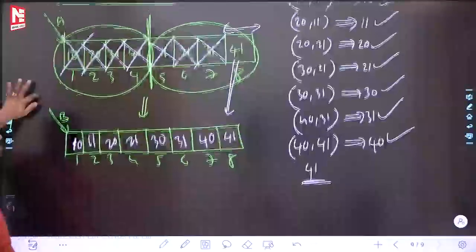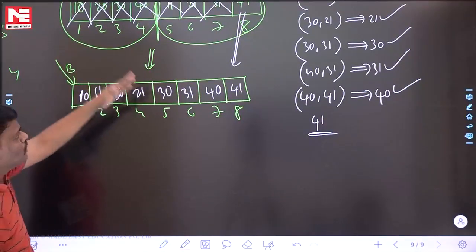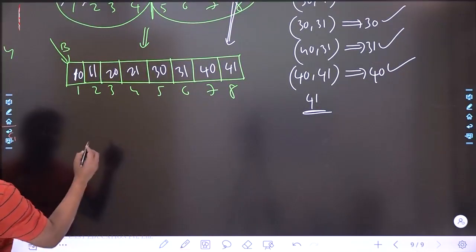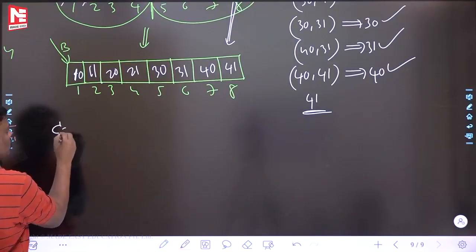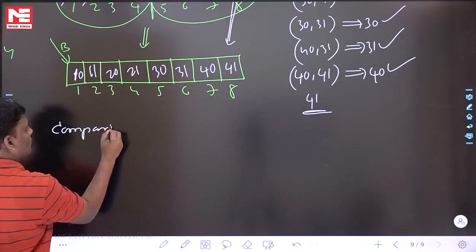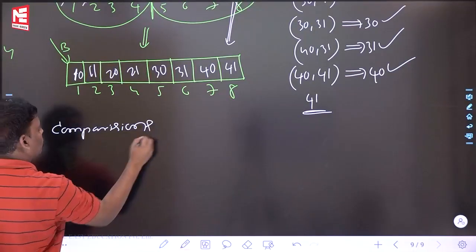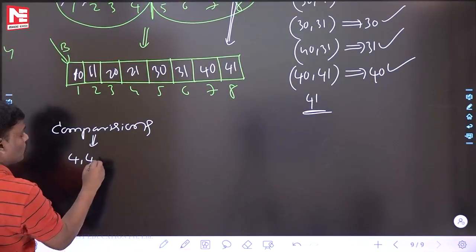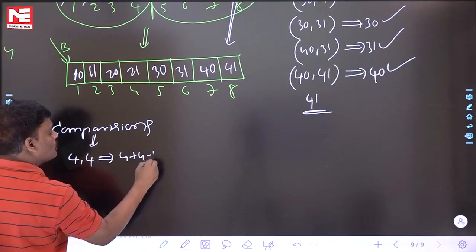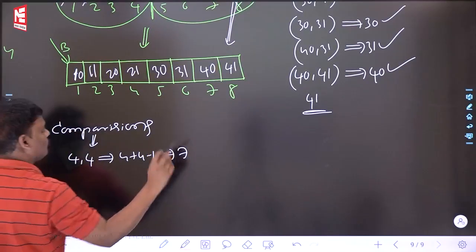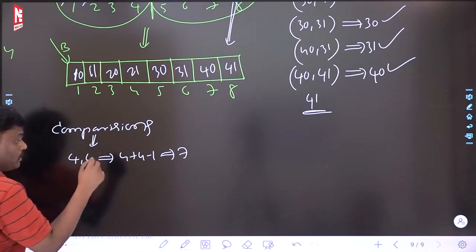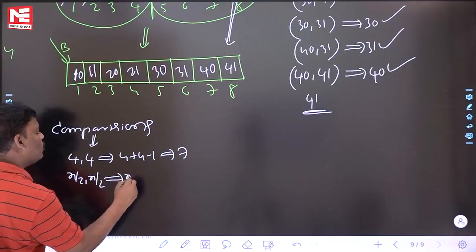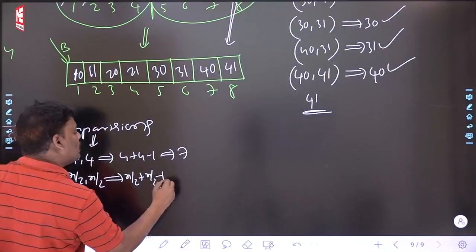Now can you help me with one small thing? The entire story whatever we discussed so far. Comparisons, how many until now? Left 4, right 4. How many comparisons? 4 plus 4 minus 1, which goes to 7. If I want to say it in normal English, what is the answer? N by 2 plus N by 2 minus 1, because for the last one, no comparison. N minus 1.